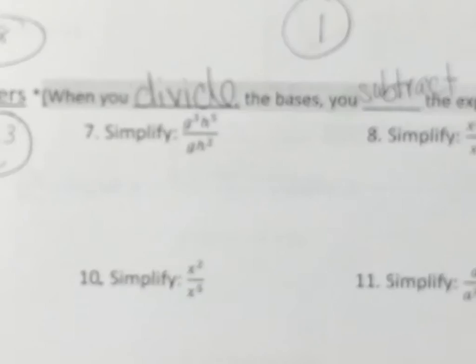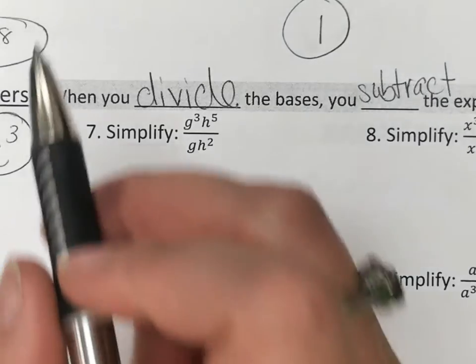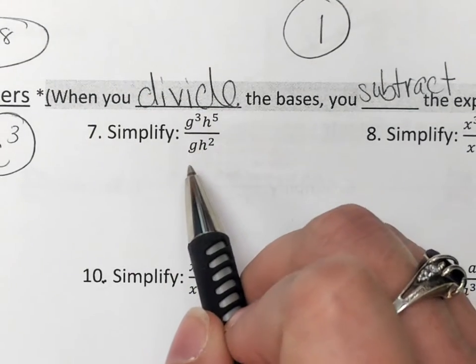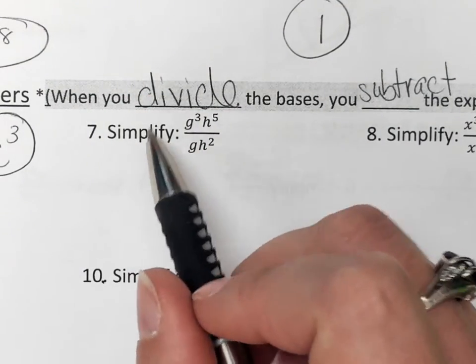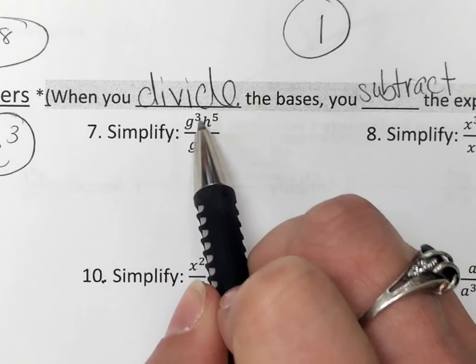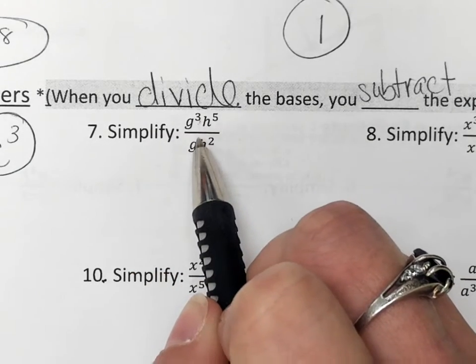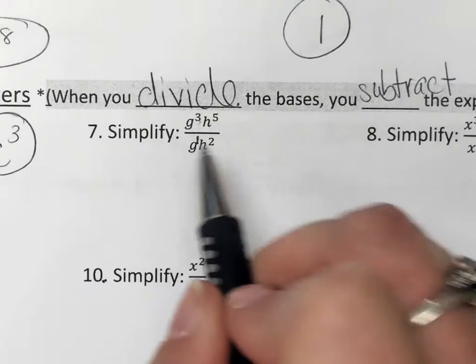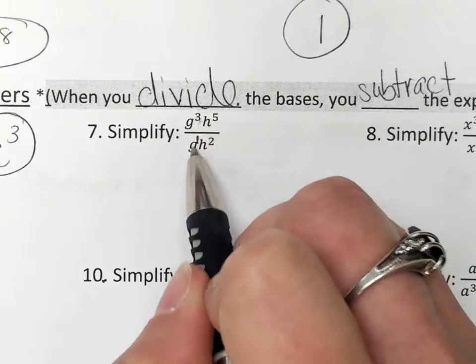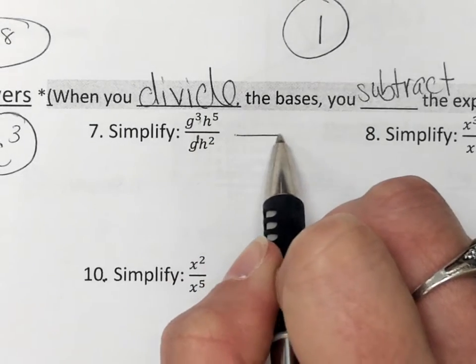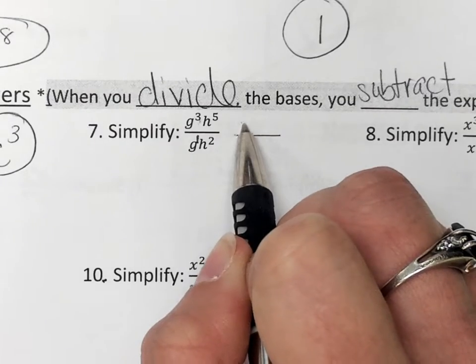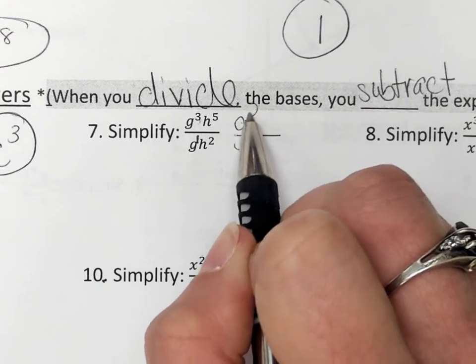Okay, let's look at number 7. Ready? This is 3, right? What number is here? 1. Which one's bigger, the 3 or the 1? The 3. So my G is going to go on the top. What's 3 minus 1? 2.